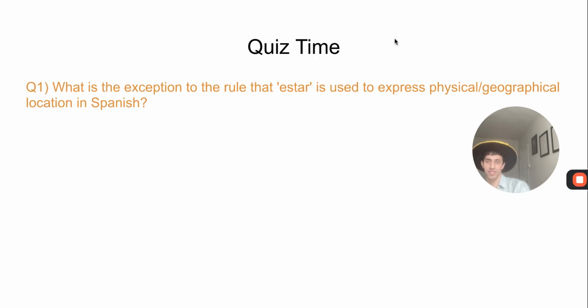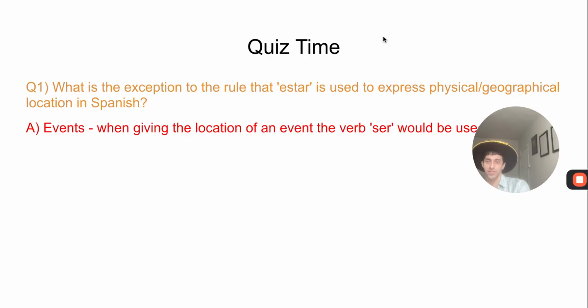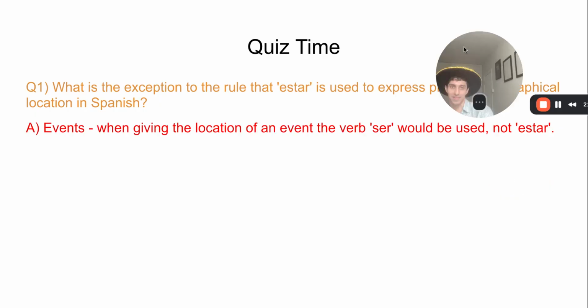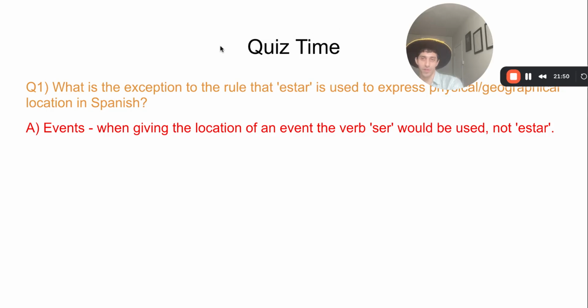Okay, and I will show the answer now. So this is events. Events are the exception. So when you're giving the location of an event, you'd actually use the verb ser and not estar. That is very much an exception. For any other locations, you'd use the verb estar.